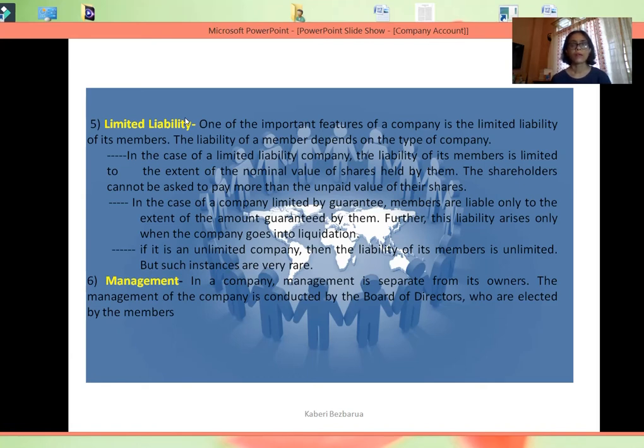Now remember here the company doesn't collect the full value of your share in one go. Suppose you have paid up in a company a share worth rupees 100, and you have paid up only rupees 80. So the company in case of need of funds can only ask you the remaining 20 rupees and nothing more than that. In case of limited liability, the liability of the shareholders or the members is limited only to the nominal value or the face value of your shares. Yes, nominal value of the shares.